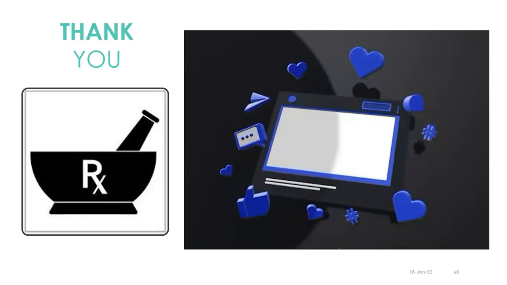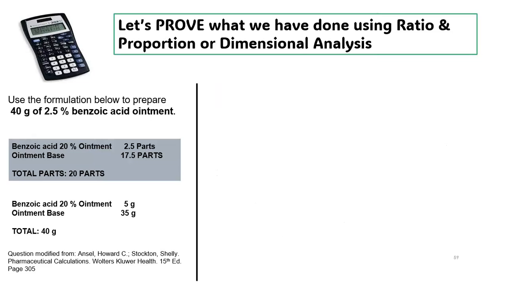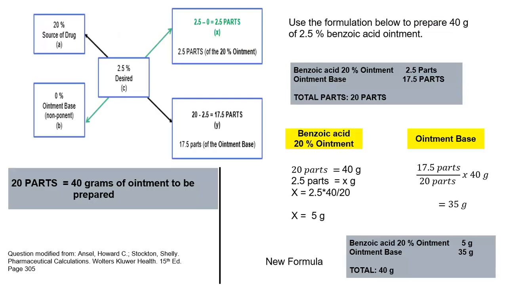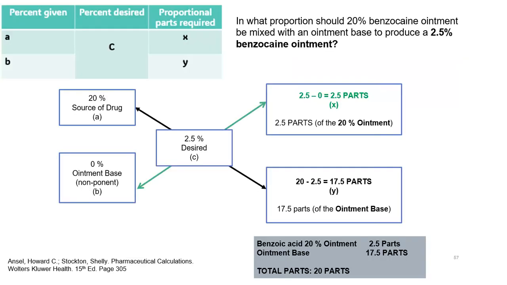of this recording where I demonstrate how to use alligation alternate to solve a semi-solid question. Today, you have effectively gone through how to write your columns, percentage given in column 1, desired in column 2, and the proportion or parts that they're to mix them with.